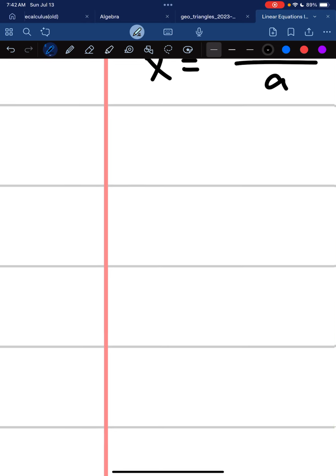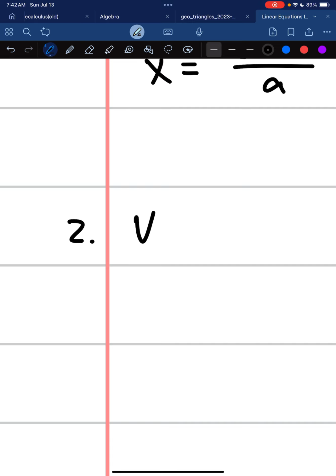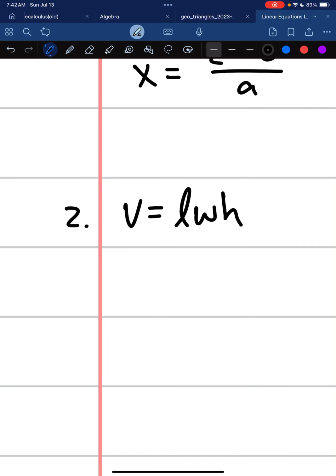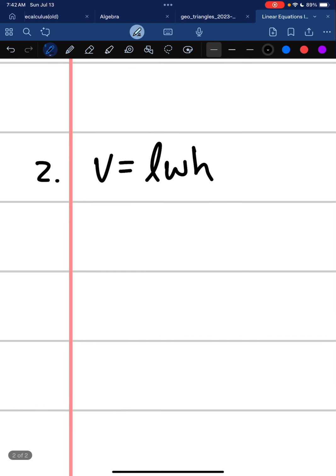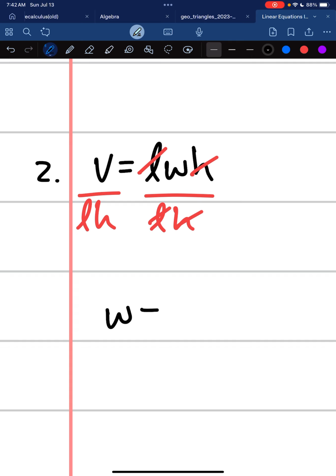Let's say that I had this one. Volume equals length times width times height. And I wanted to solve for width, right? Well, notice how I'm multiplying width by length and height. So I'm just going to divide both sides by length and height. And you can see that they cancel out on the top and bottom. But I also have to divide the left side by length and height, right? So I'm just left with W equals V over LH.